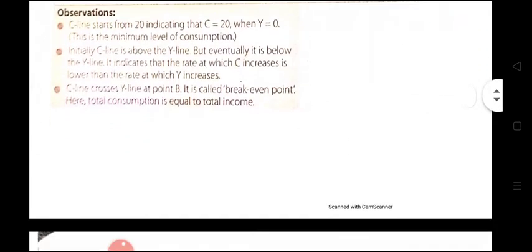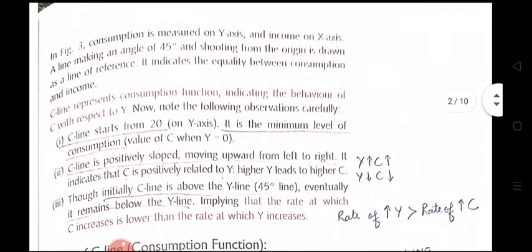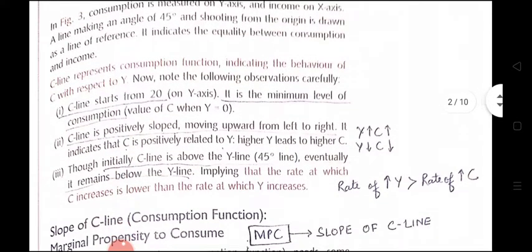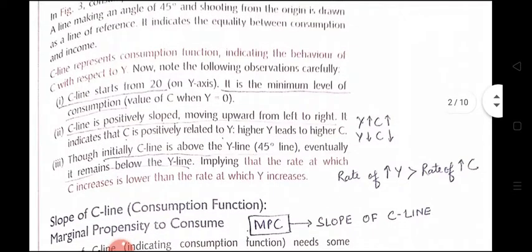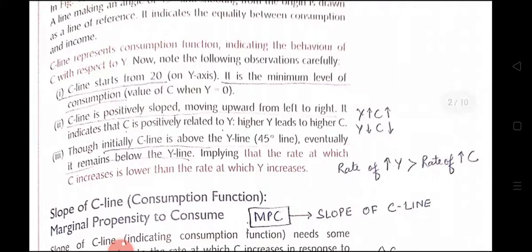Now, the C line starts, say, not at point 0 but at point 20. This is the minimum level of consumption even when your income is 0, which specifies that even if we are not earning anything, or even if the national income is 0, people will still consume something for their survival. This is the minimum level of consumption at 0 level of income. This is also known as autonomous consumption.